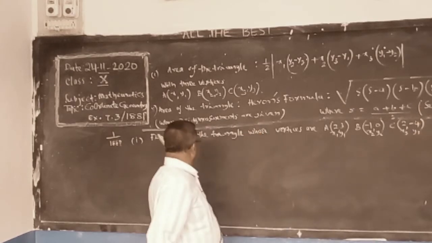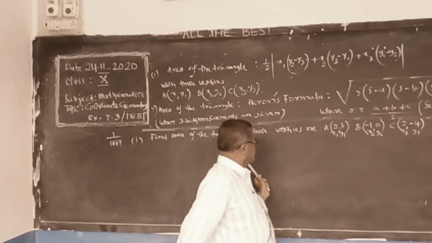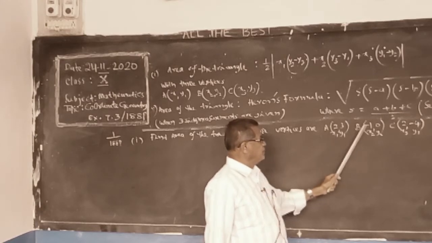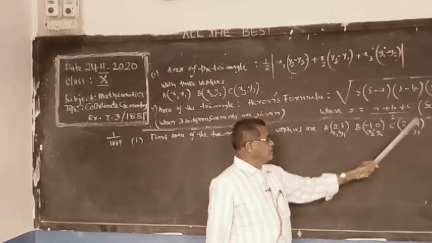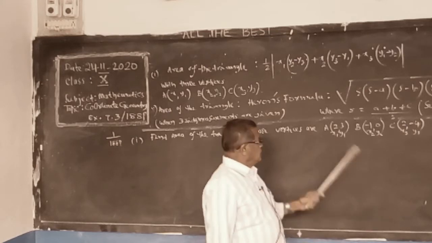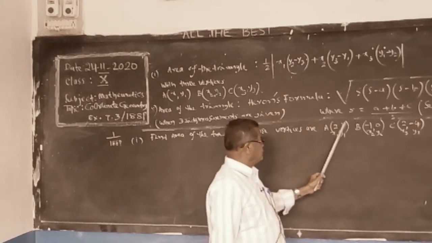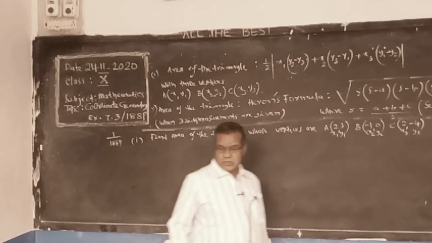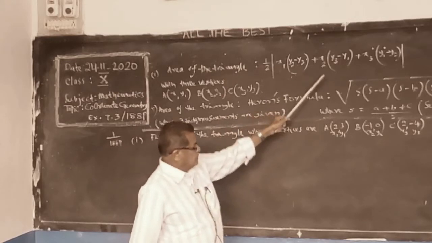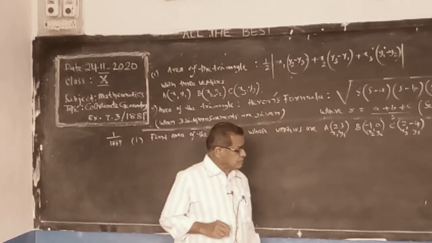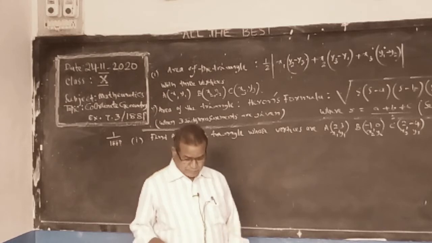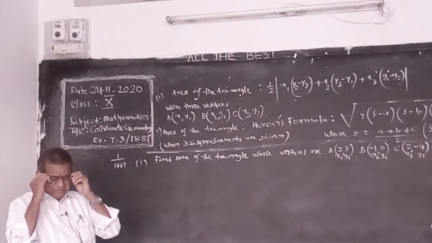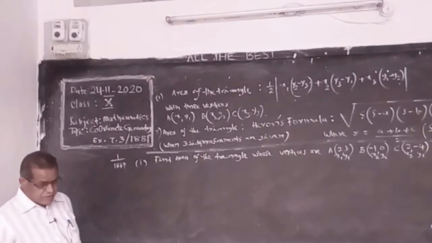Now to do this problem: find the area of the triangle whose vertices are A (2, 3), B (-1, 0), C (2, -4). Say this is x1 y1, x2 y2, x3 y3. Now write the formula and solve it. I will give 5 minutes. Please try. Three vertices are given. Find the area of the triangle.